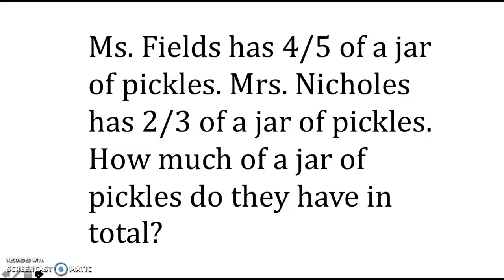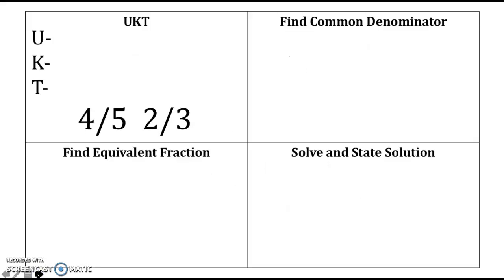So if I had a notebook with me right now, I would be drawing a foursquare to organize my work. And in the top left corner of that foursquare, I would be writing UKT. And it would look something like this. Right now, I just have the two fractions relevant to our word problem, 4/5 of my jar of pickles and 2/3 of Miss Nichols' jar of pickles. However, I don't know whether I'm adding or subtracting yet. And that's where UKT comes in.